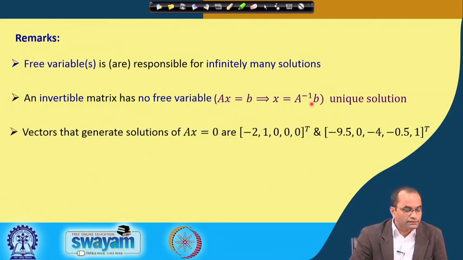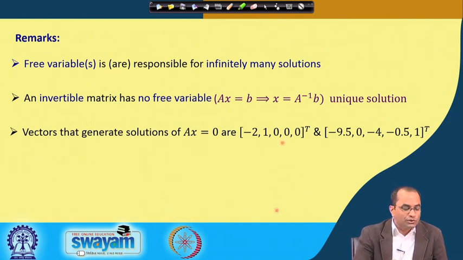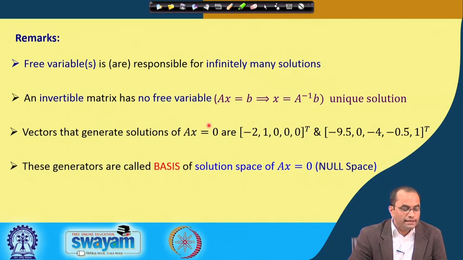So, these vectors generate the solutions of Ax is equal to 0. What we have just seen is that for Ax is equal to 0, all the solutions we can generate with the help of those two vectors. One was appearing with alpha 1 and the other with alpha 2. We have used the transpose here because they were given in column form. So, these vectors are the so-called generators of the solution of Ax is equal to 0, and these generators are the basis of it. This term we will introduce a little later. Some technical terms I am just mentioning here, but they will be discussed in the next lecture.